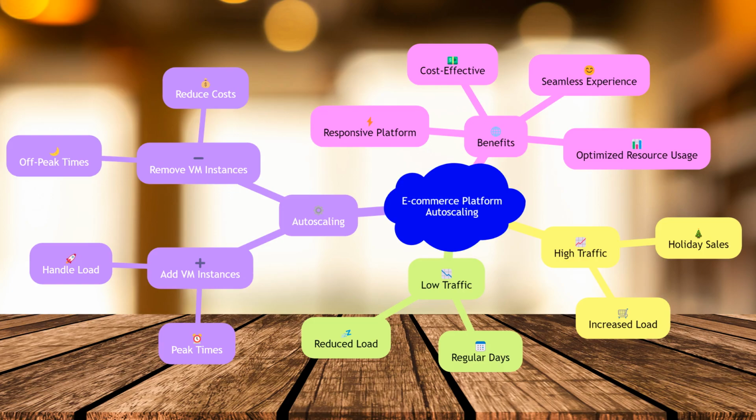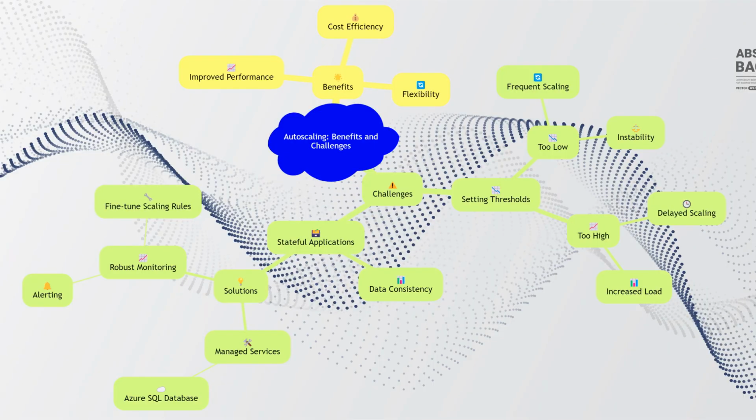Consider an e-commerce platform that experiences high traffic during holiday sales and low traffic during regular days. By implementing autoscaling, the platform can automatically add more VM instances during peak times to handle the increased load. During off-peak times, the platform can scale down to reduce costs. This ensures that the platform remains responsive and cost-effective, providing a seamless shopping experience for customers while optimizing resource usage and costs.